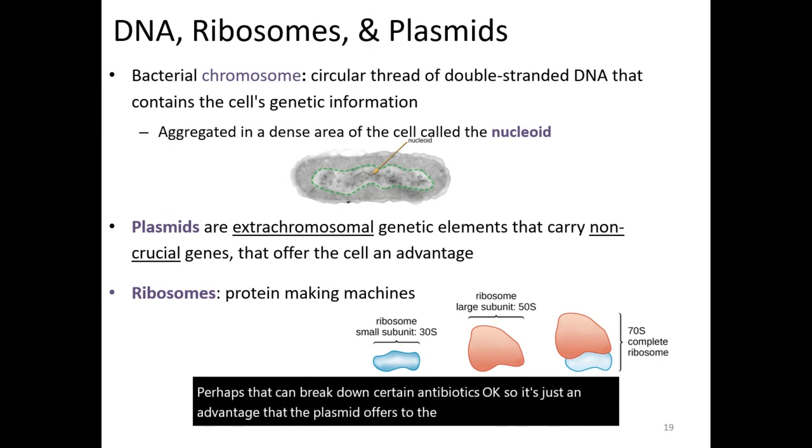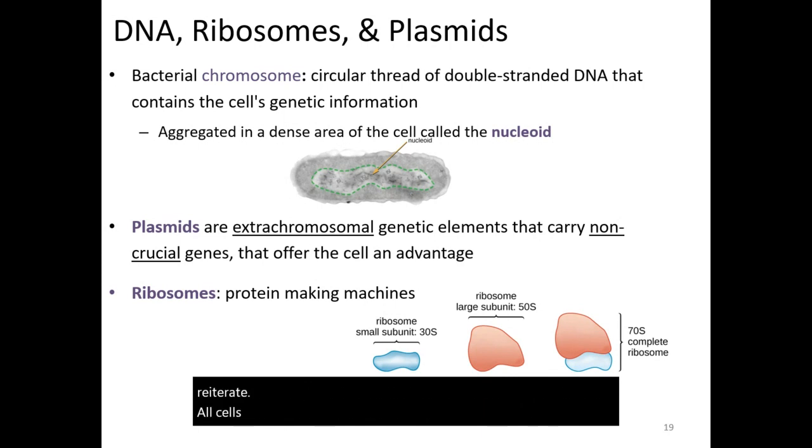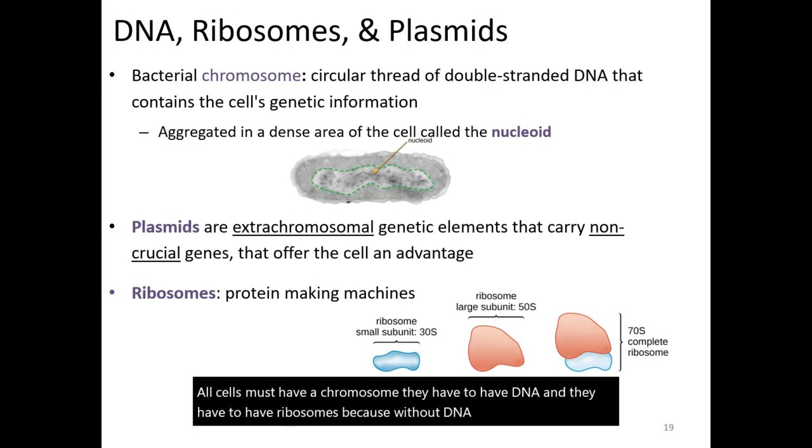So I do kind of want to reiterate, all cells must have a chromosome. They have to have DNA, and they have to have ribosomes, because without DNA, you don't have proteins. Without proteins, the work of the cell doesn't get done and the organism would die. Okay, so chromosomes and ribosomes are absolutely required for any living thing. Plasmids are extra. Okay, not all bacteria will have plasmids, but some might. Okay, so it's just a bonus feature.